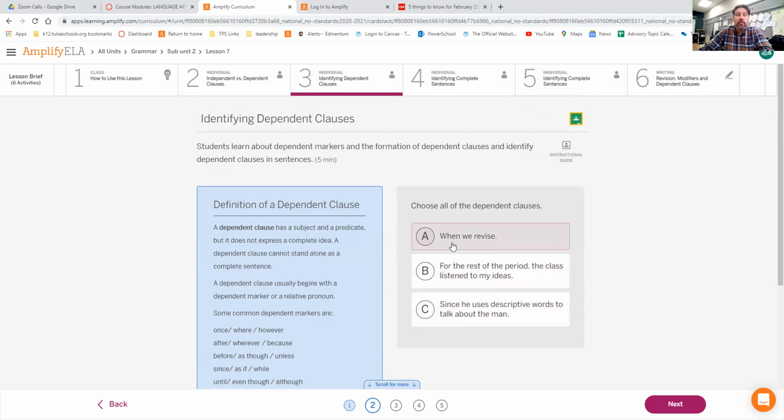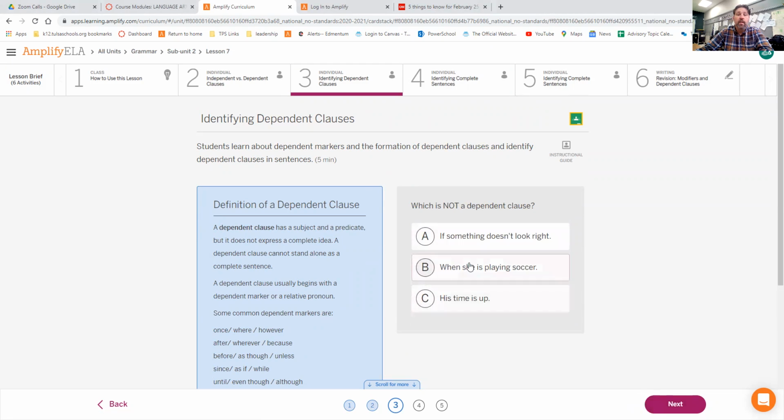"When we revise," right? You hear it? When we revise what? "For the rest of the period, the class listened to my ideas." Okay, that sounds like a complete sentence to me. "Since he used descriptive words to talk about the man." Yeah, since he did that, what? Since is a dependent marker. Makes both of these dependent clauses, "when" and "since."